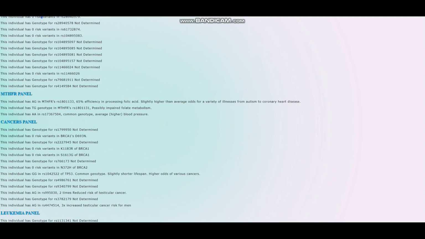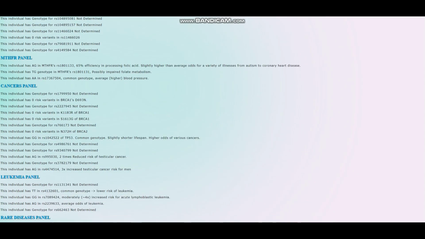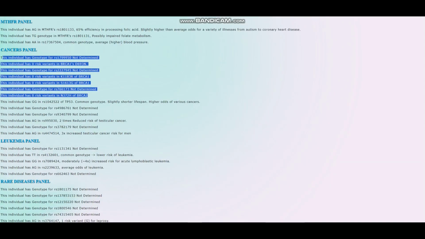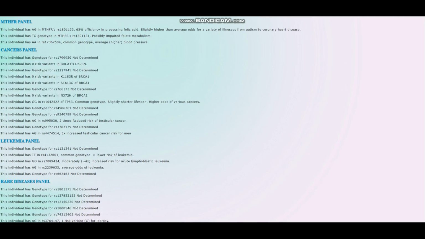When it comes to MTHFR, it looks like this individual has a pretty typical genotype in MTHFR, slightly higher than average blood pressure. And for the cancer section, we don't see any risk variants for breast cancer, really good. But we do see this genotype, 2x reduced risk of testicular cancer, pretty good. But there's also this genotype, 3x increased testicular cancer risk for men. So overall, I think it's just about average in terms of risk score for testicular cancer.